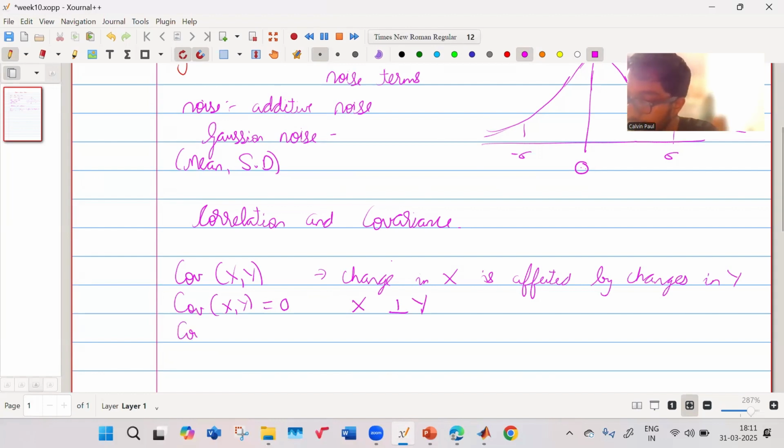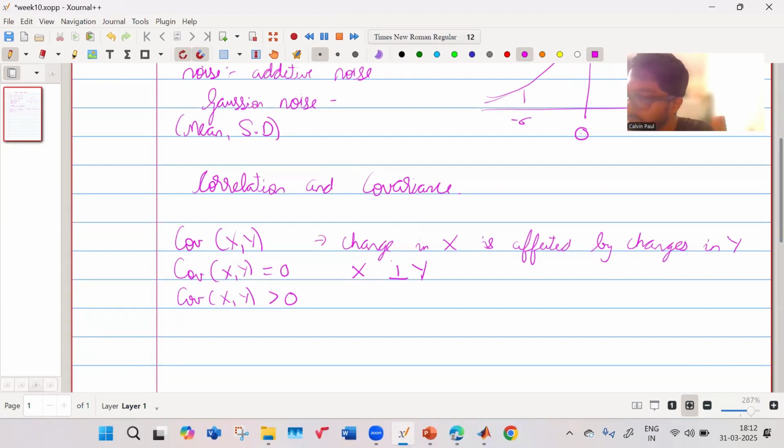If the covariance of x comma y is greater than zero, what does it mean? An increase in x will result in an increase in y. If the covariance of x comma y is less than zero, it means an increase in x will result in a decrease in y, or an increase in y will result in a reduction in x. So that means it is negatively correlated or positively correlated. Correlation is basically a dependence on each other.